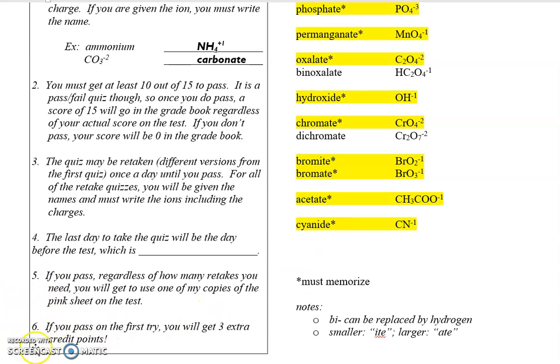All right, little bonus right here. If you pass on the first try, you're not blowing it off. You're going to do your best the first time to see if you can pass. You not only don't have to retake it ever, but you get 3 extra credit points. All right, so let me know if you have questions on kind of the quiz rules.